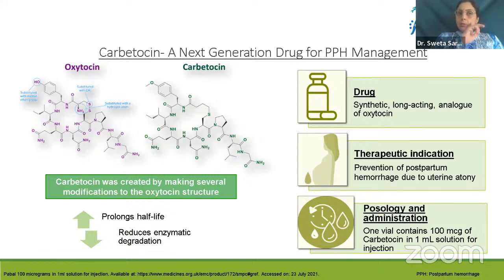As we all know, oxytocin either needs to be repeated or it has to be given in the form of a continuous infusion. Whereas with carbetocin, the half-life is longer, almost 60 minutes, and we can give it as a single bolus of 100 micrograms IV. And the therapeutic indication is, of course, prevention of postpartum hemorrhage due to atony. Next slide.